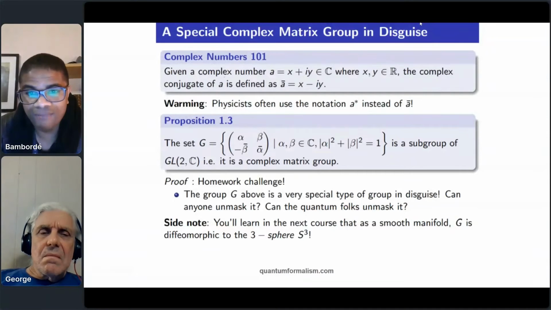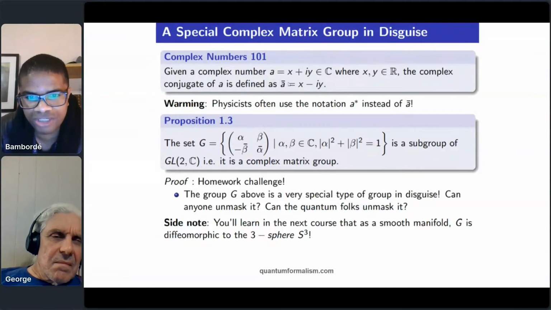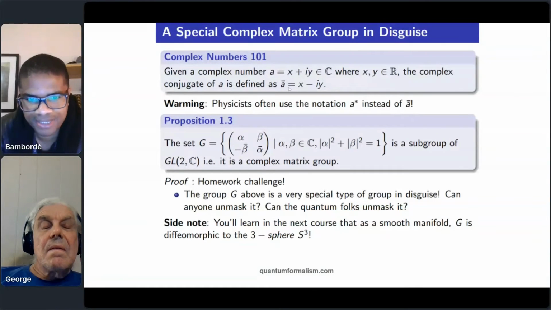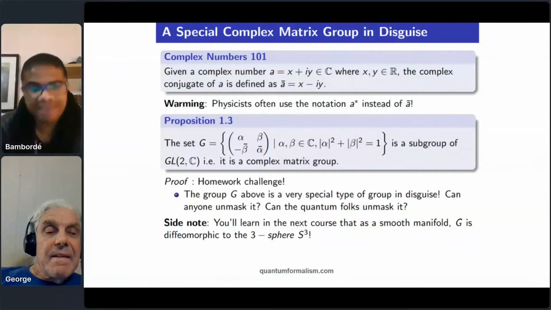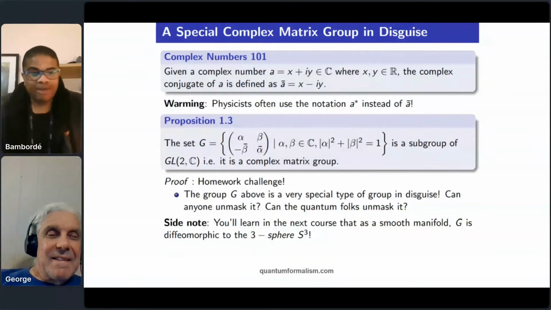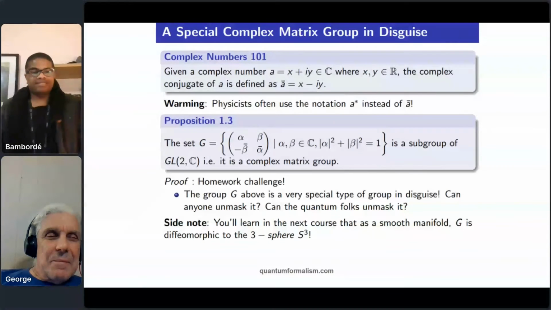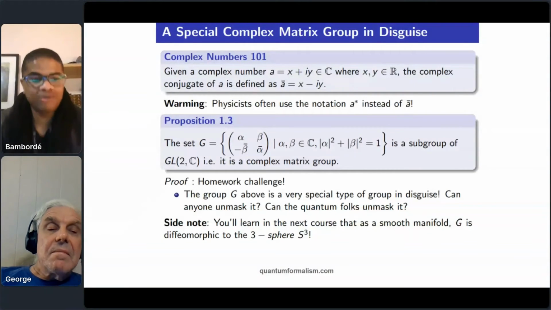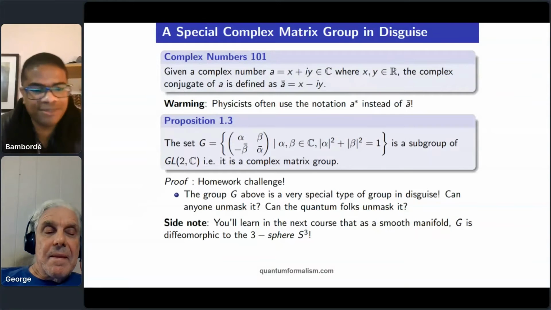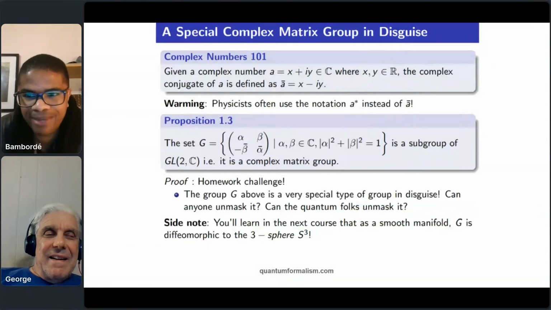Okay. Now, this is very, very important to note: in some textbooks, especially the ones written by physicists, they don't use the a bar to denote the conjugate. They use the a star. Mathematicians don't do this. So when you pick a linear algebra book or other books in these topics that we are going through, make sure you know whether it's a mathematician or a physicist who wrote it, because otherwise the notation might be very confusing and you might confuse yourself.